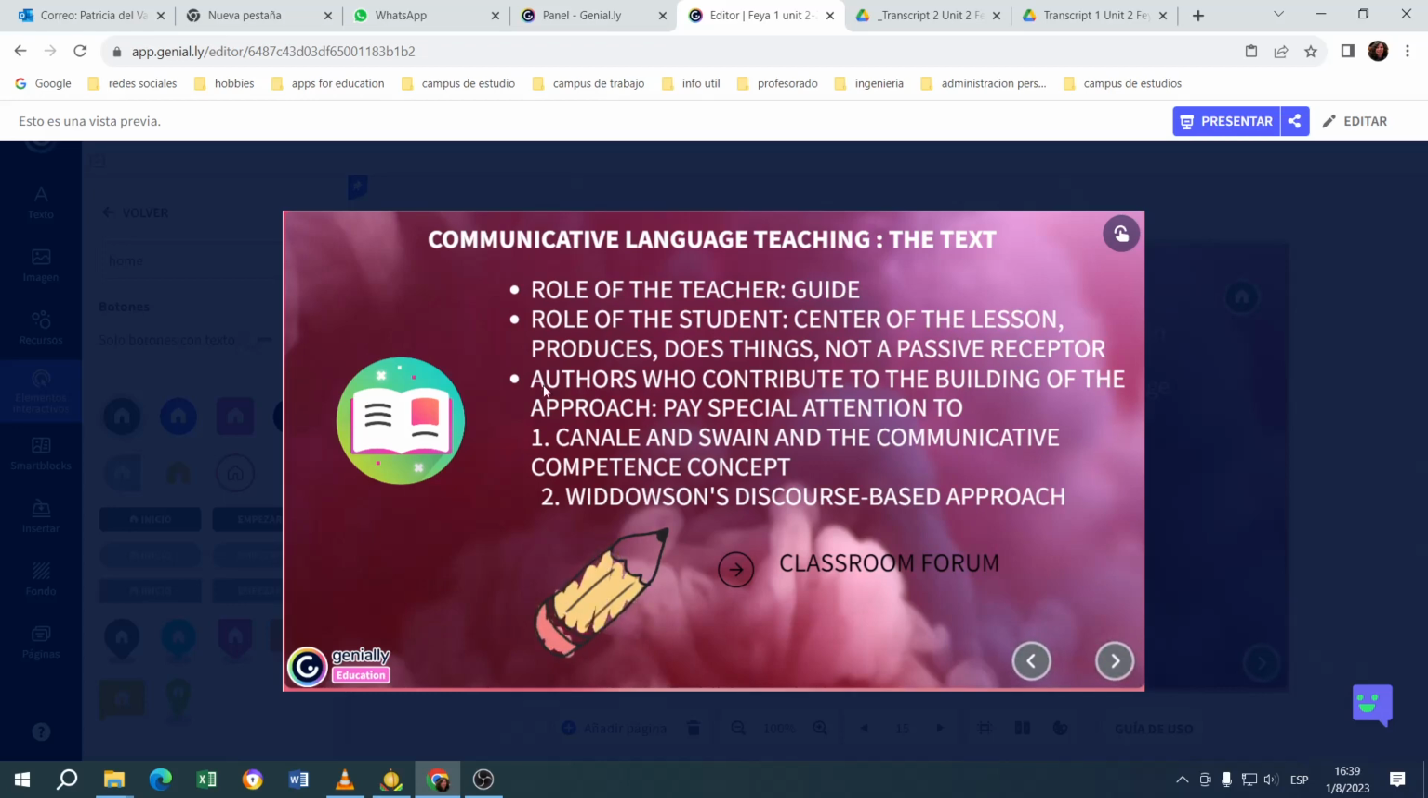Well, then at the end of the article, don't miss this, it's like a list of things. The author of this article mentions authors who contributed to the building of the approach. There are two authors mentioned that I want you to pay attention to because we are going to expand on them as we move on. One of them is Canale and Swain. These are two authors, and they talk about the concept of communicative competence. This is a concept we are going to come back to.